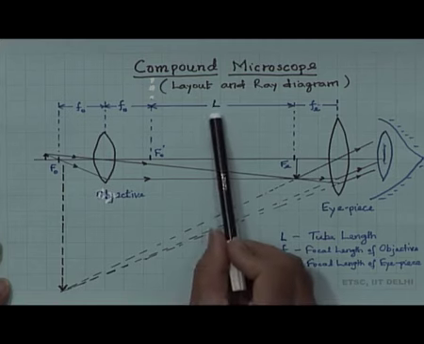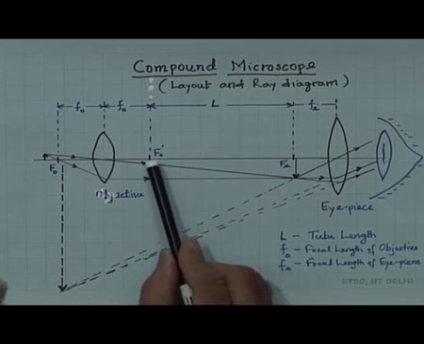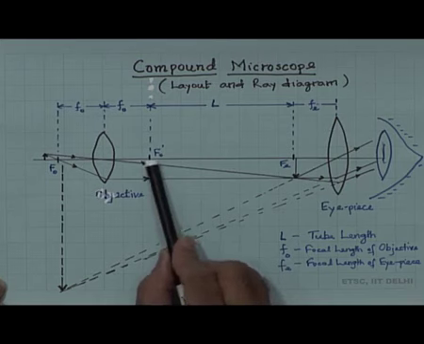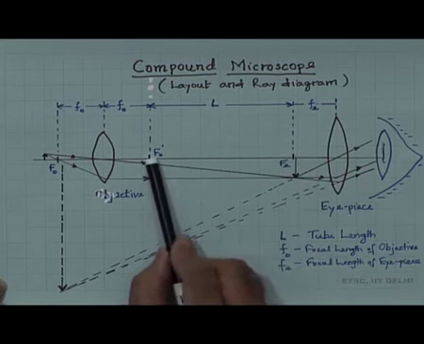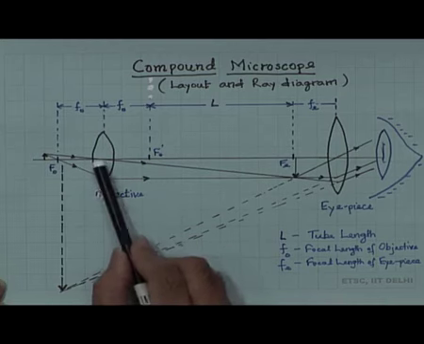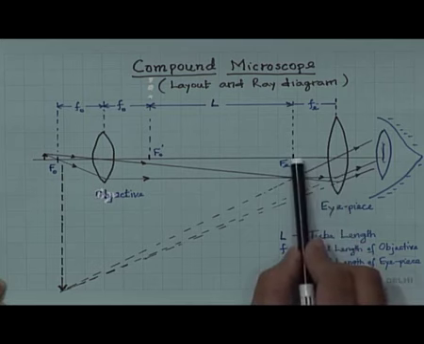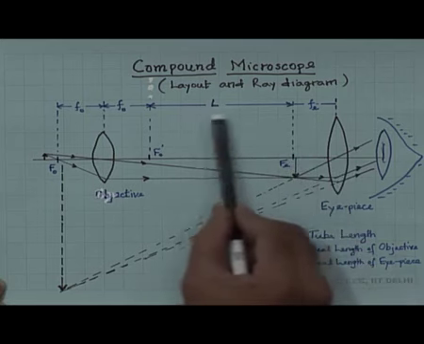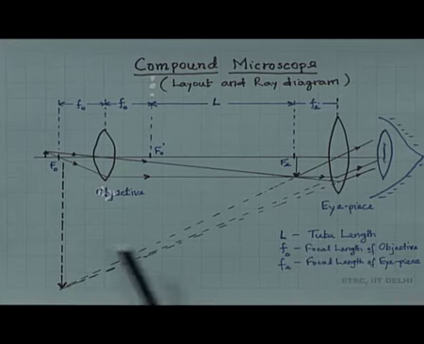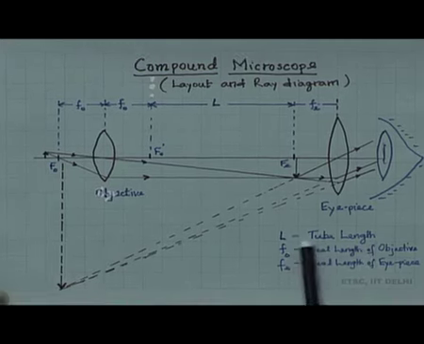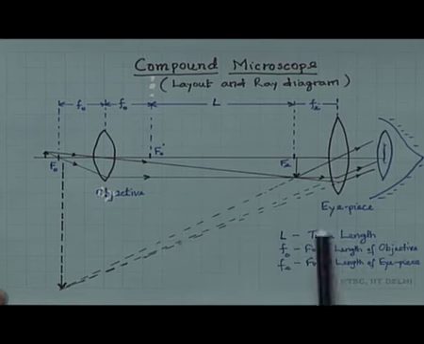Note that the distance L, which is the separation between the focus of the eyepiece and the second focus of the objective, that is, the separation between the focal point of the objective and the first focus of the eyepiece, is designated L, and it is called the tube length. It is not really the physical tube length, but it is called the tube length because it is very close to the actual tube length.